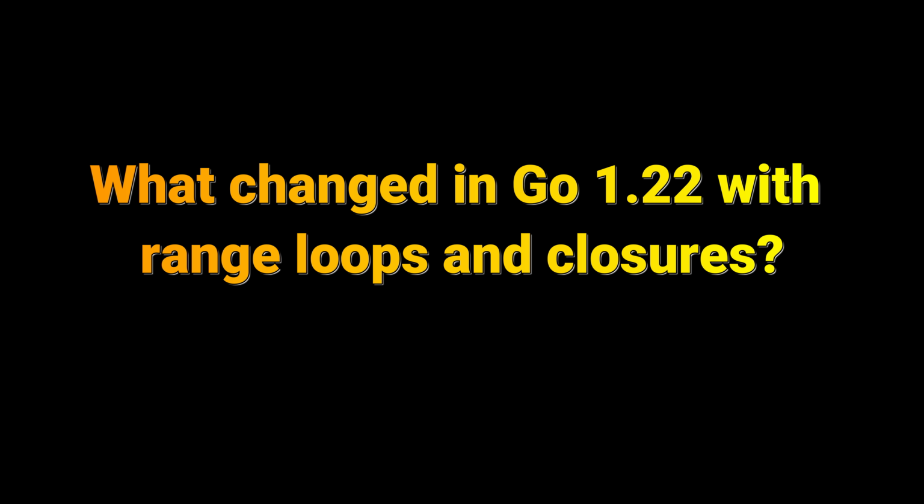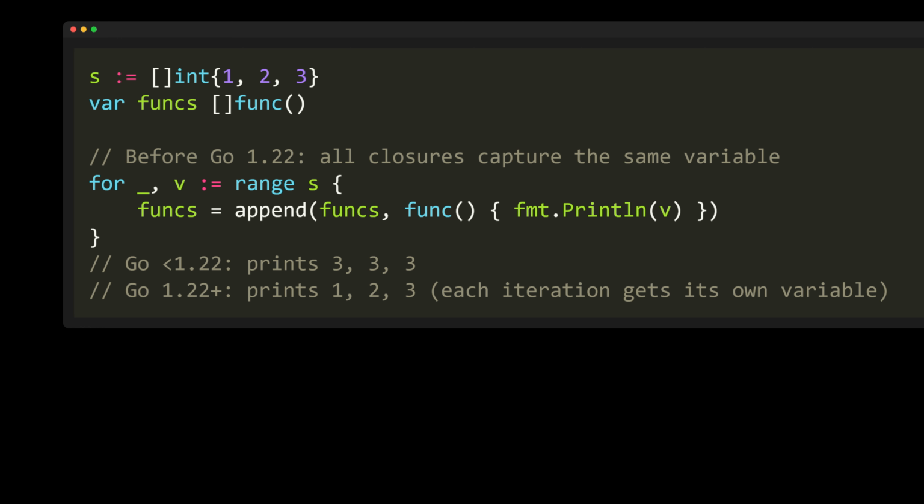Question: what changed in Go 1.22 with range loops in closures? Before Go version 1.22, when you created functions inside a range loop that used the loop variable, all the functions would capture and use the same variable. This meant they would all see the last value from the loop. Starting with Go 1.22, each iteration of the loop creates a new variable, so each function captures its own value. This makes the behavior more intuitive and matches what most programmers expect. So now, when you create multiple functions in a loop, each one remembers the correct value from its own iteration.